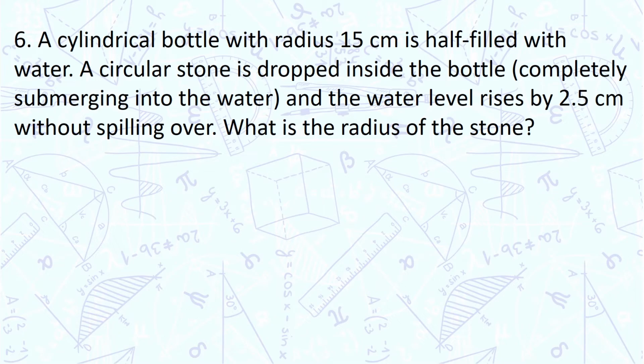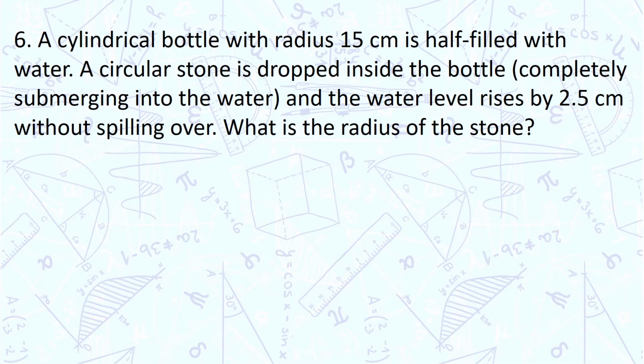Next, question number 6. A cylindrical bottle with radius 15 centimeters is half filled with water. A circular stone is dropped inside the bottle, completely submerging into the water. And the water level rises by 2.5 centimeters without spilling over. What is the radius of the stone?